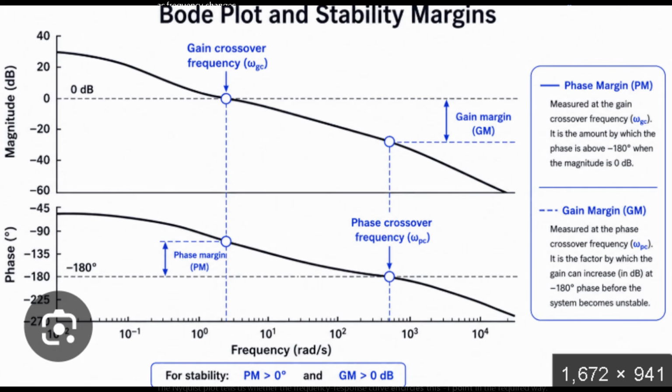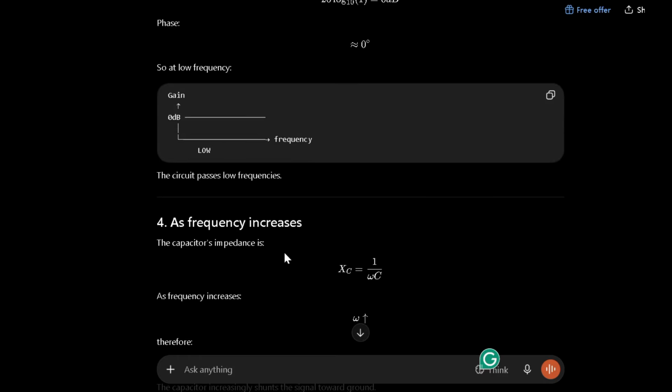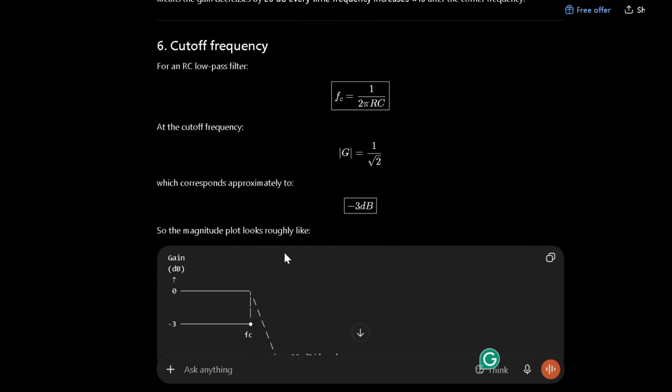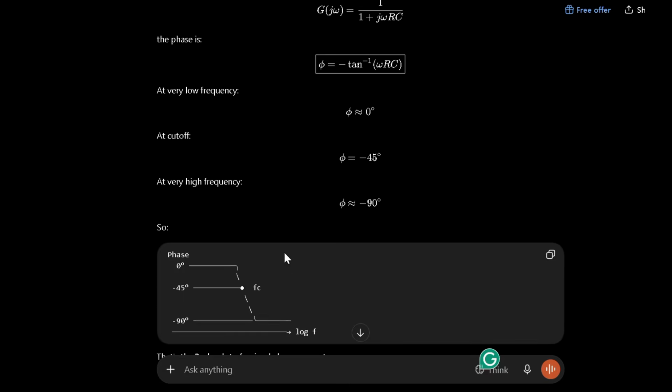So for stability, phase margin must be greater than 0 degrees and gain margin must be greater than 0 dB. That is the condition for stability, if I understood the diagram.